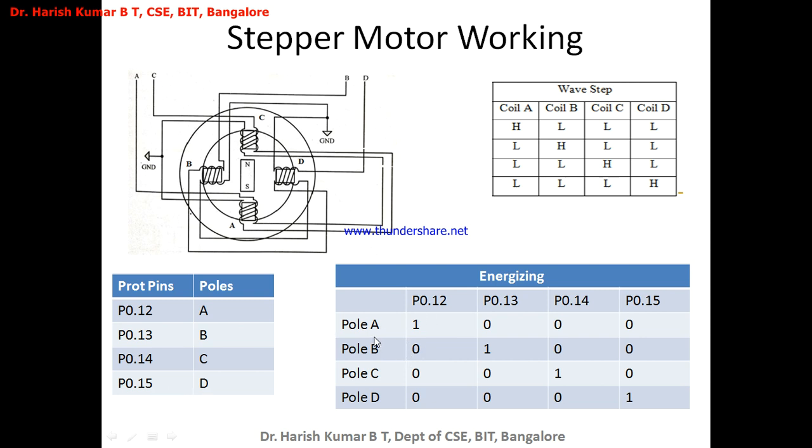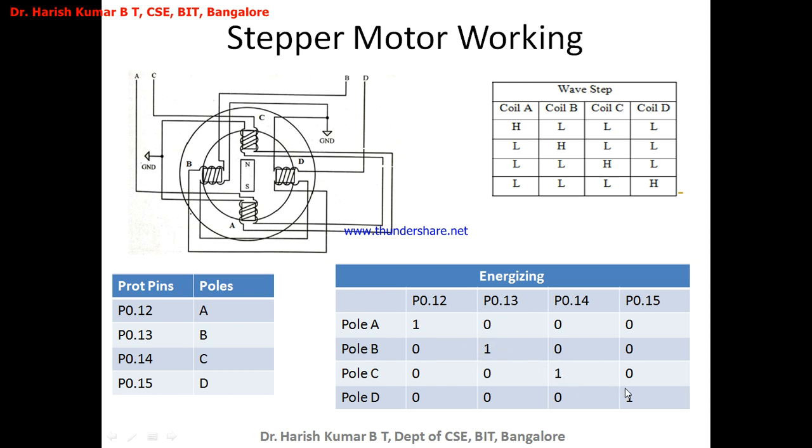Now this is how I energize pole A. How do I energize? This is the data I have to give. Port pin 12, P0.12, I have to make it as 1, and the remaining port pins should be made 0. That means now I have only pole A energized; pole B is not energized, this is connected to pole B, not energized. Pole C, this is the port pin which is not energized, like this.